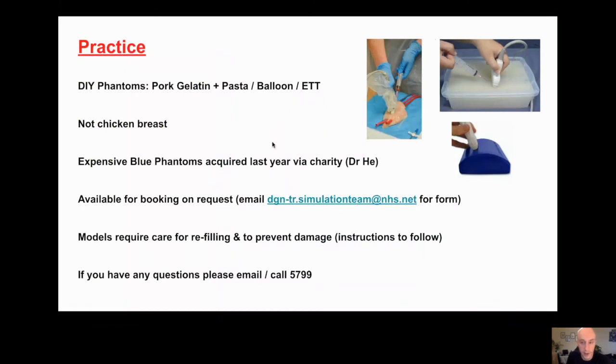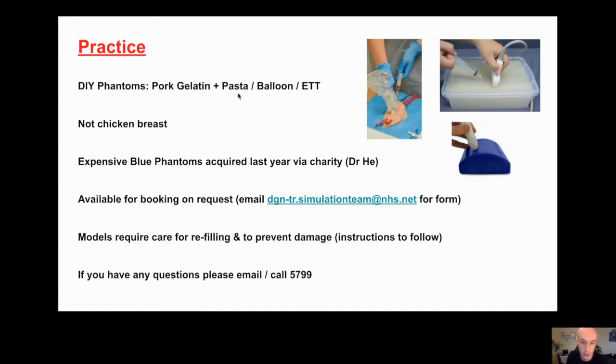So how can you practice your needling technique? You can practice on DIY phantoms. So you can make a DIY phantom out of pork gelatin. There are plenty of recipes on the internet, and then you need to put something inside it. You can see here they've used balloons. I used endotracheal tube when I first learned, but you can't puncture them.